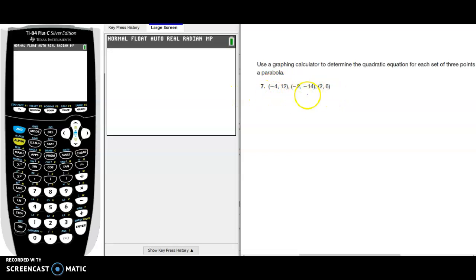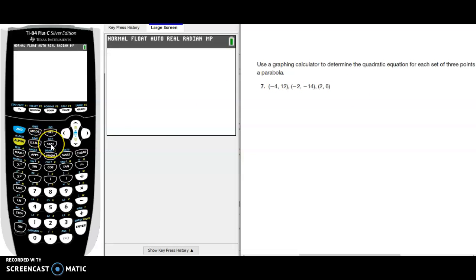We don't know if any of these points are x-intercepts. We actually know that they're not, because they're not an x value comma 0. And we don't have any y-intercepts, because there are no values 0 comma a y value. So these are just 3 points plotted, and we want to find a quadratic equation that makes a parabola through these 3 points.